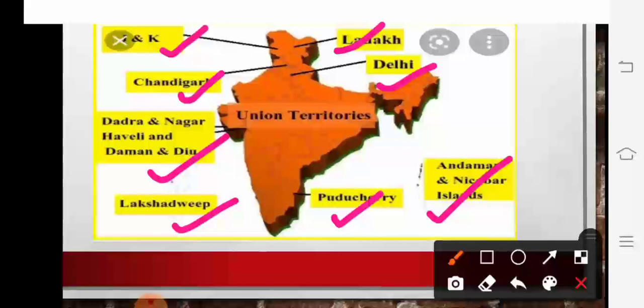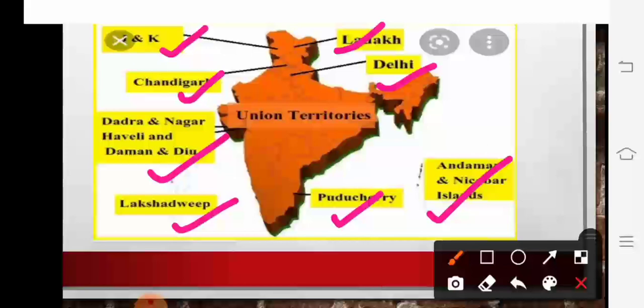Well children, today's homework you have to send me on my WhatsApp number. Okay. So please note down this homework. You have to write which is the smallest union territory of India. I am repeating my question once again: which is the smallest union territory of India and which is the largest territory of India.